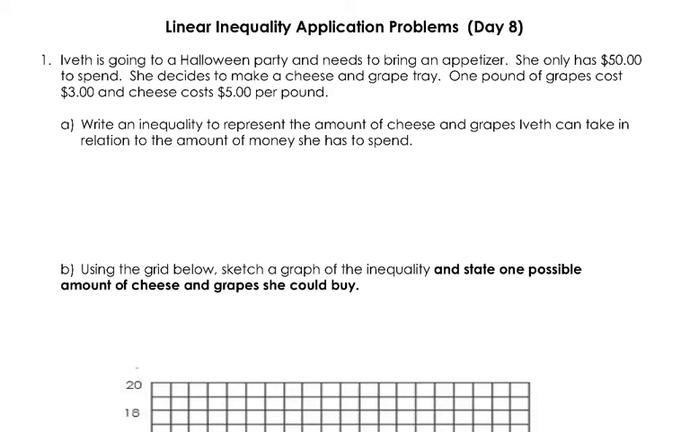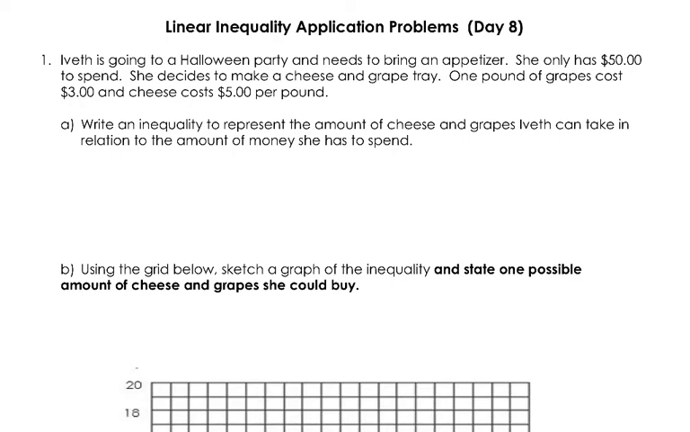Okay, last video. So we are on page 17 of the packet and we'll get linear inequality application problems. The first thing is we're going to read the problem. Yvette is going to a Halloween party and needs to bring an appetizer. She only has $50 to spend. She decides to make a cheese and grape tray. 1 pound of grapes costs $3 and cheese costs $5 per pound.